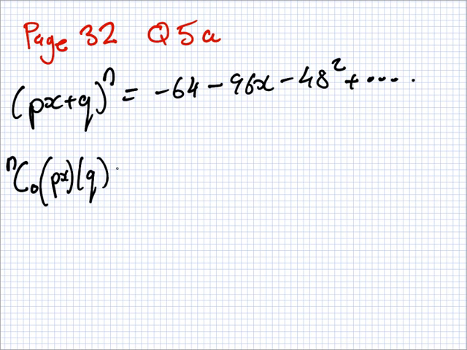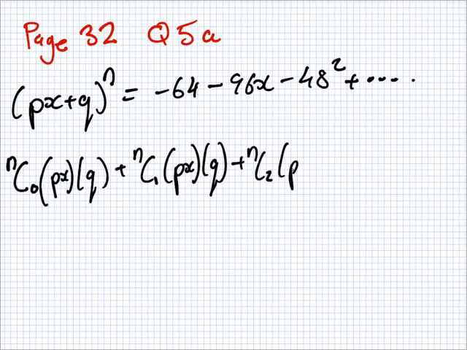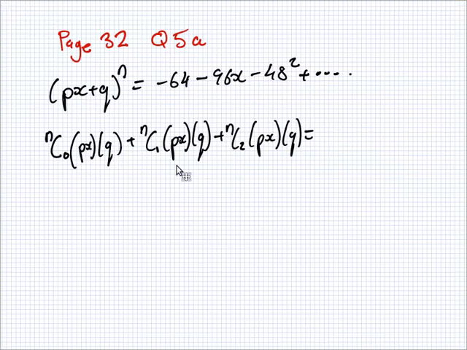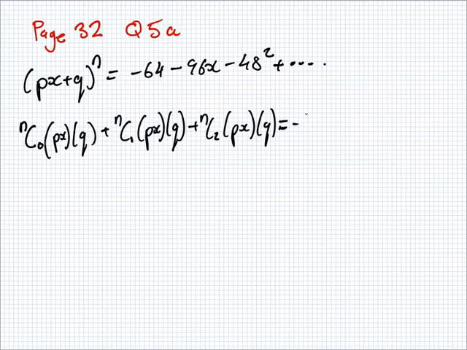PXQ plus NC1, PXQ plus NC2, PXQ equals minus 64 minus 96x minus 48x squared. Okay, let's put in the power.